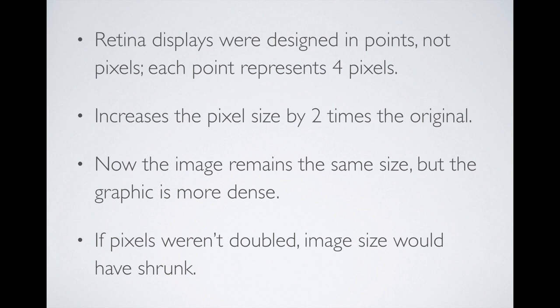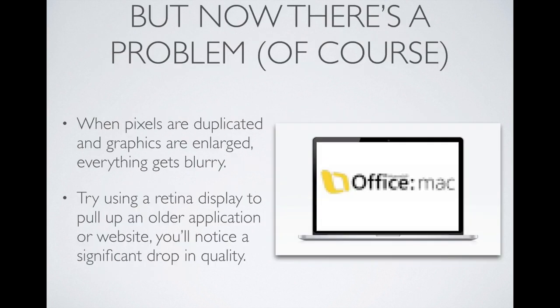That helps because if the pixels weren't doubled, the image size would shrink. A picture that used to be full size on your screen would shrink down to half, and that problem was overcome by making the image more dense. Because if the display was larger and the image wasn't dense, you would have a very, very small image. So when the pixels are duplicated and the graphics are enlarged, everything tends to get blurry.